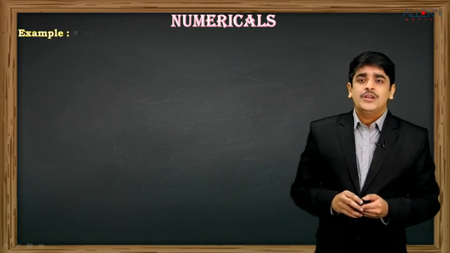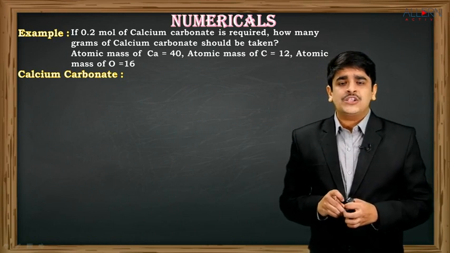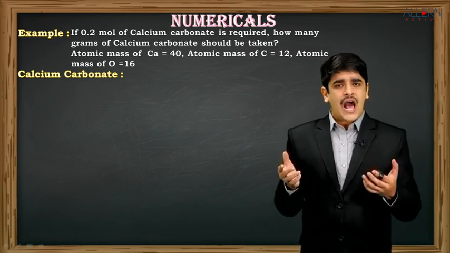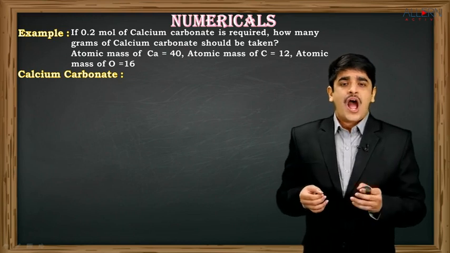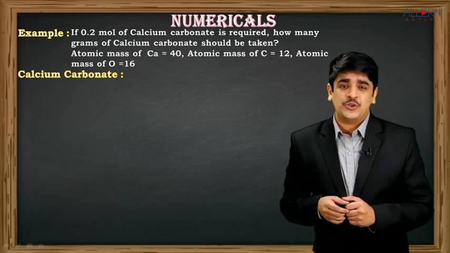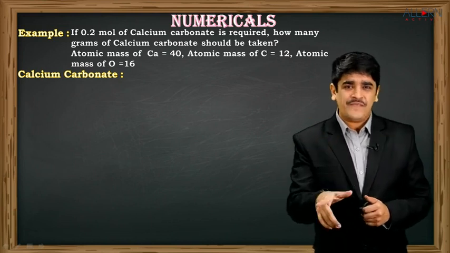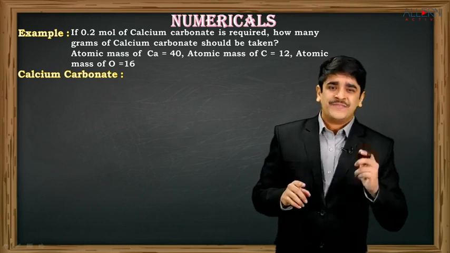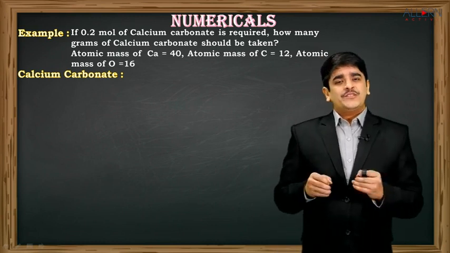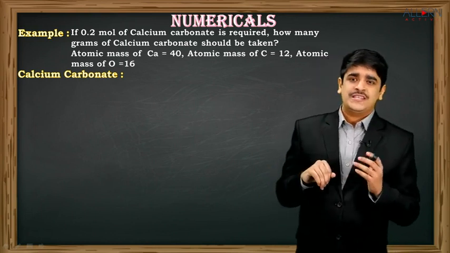Okay. Numerical number 3. If 0.2 moles of calcium carbonate is required, they are asking us, we need 0.2 moles of calcium carbonate. How many grams of calcium carbonate should we take? It's a relatively different sum, but way easier. Have a look. Atomic masses are given, as always. You don't have to remember them, they'll give it to you. Atomic mass of calcium is 40, for carbon 12, for oxygen 16.